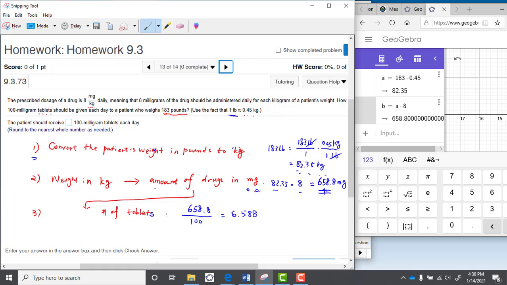That is 6.588. Dividing by 100 is equivalent to moving the decimal point to the left by 2 places. So 6.588. We want to round this to the nearest whole number. To round this, you have to look at the next number, which is a 5. Since it's a 5, this number becomes 7. So roughly 7 tablets. The answer is 7, so we should put a 7 here.